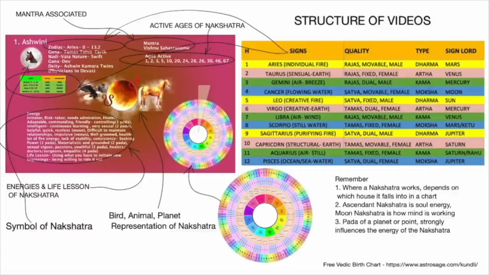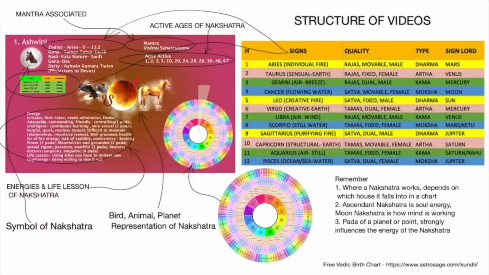So remember this table I have taken from my notes. 1 to 12 signs. Aries, the individual fire, Taurus, the sensual earth. The quality of the zodiac sign is there, whether it is Dharma, Artha, Kama, or Moksha. The sign Lord is there. So that's the second part. I have given the details.